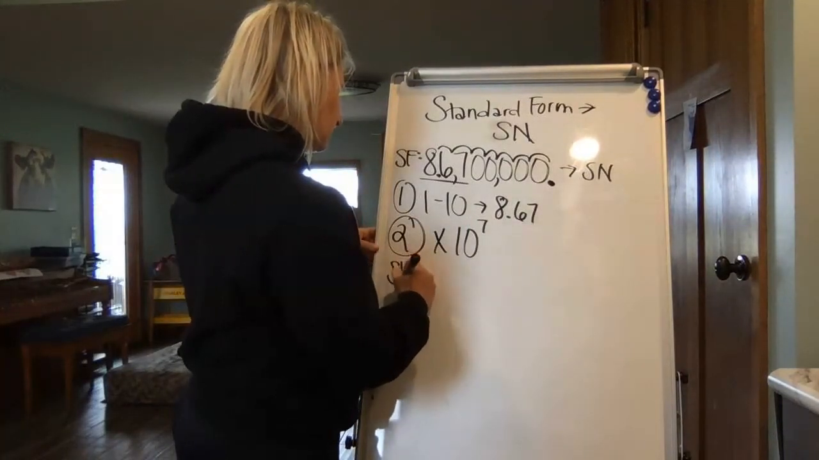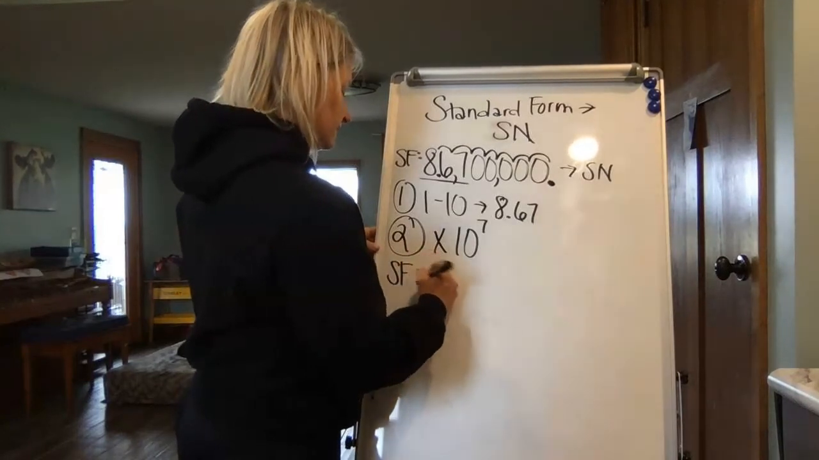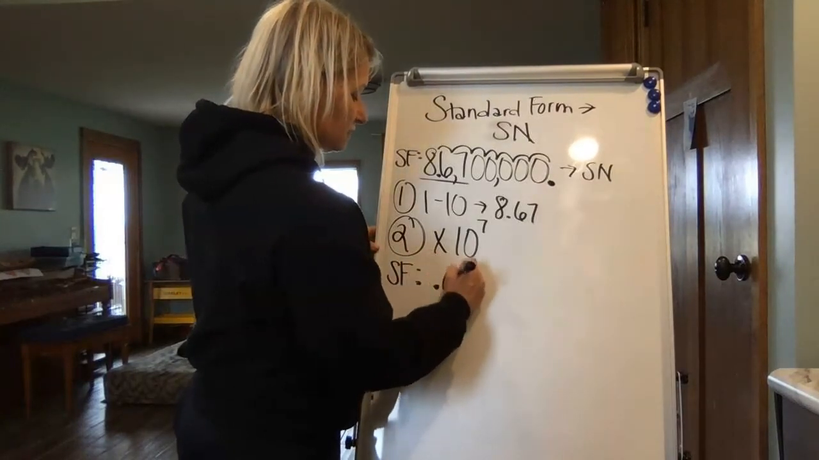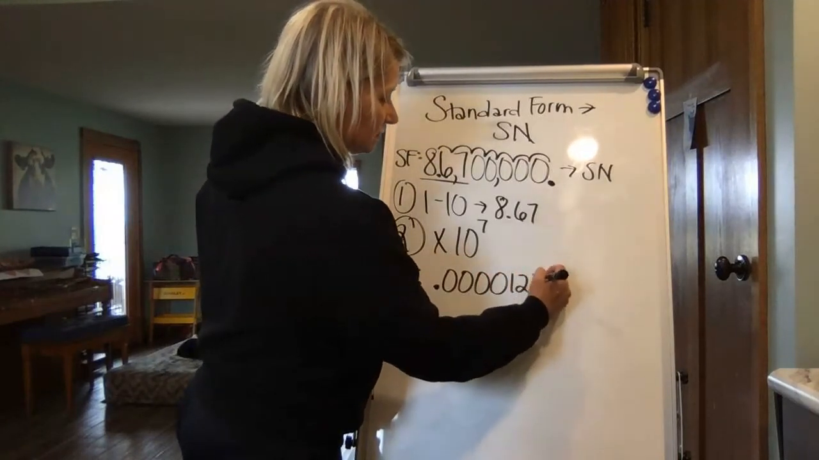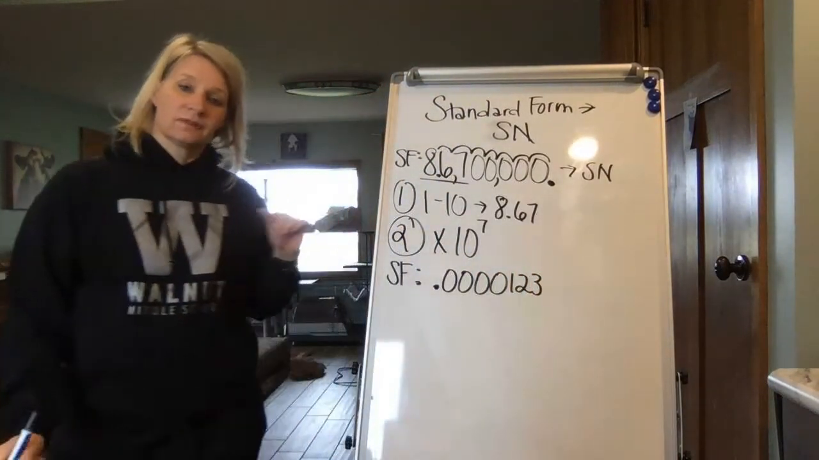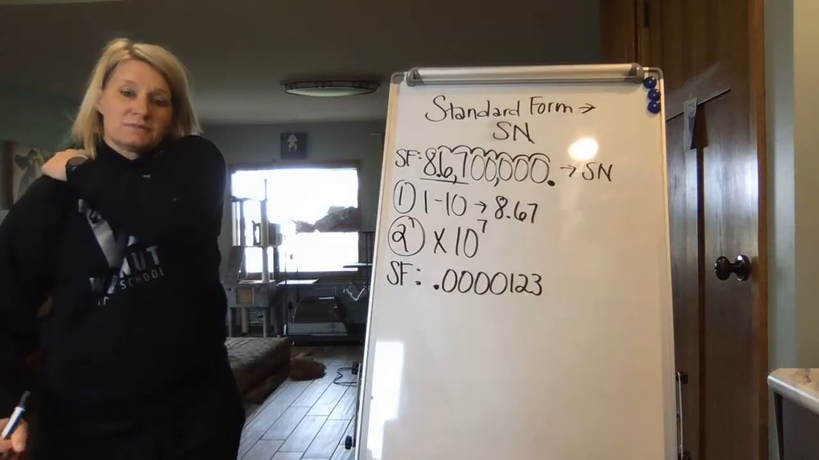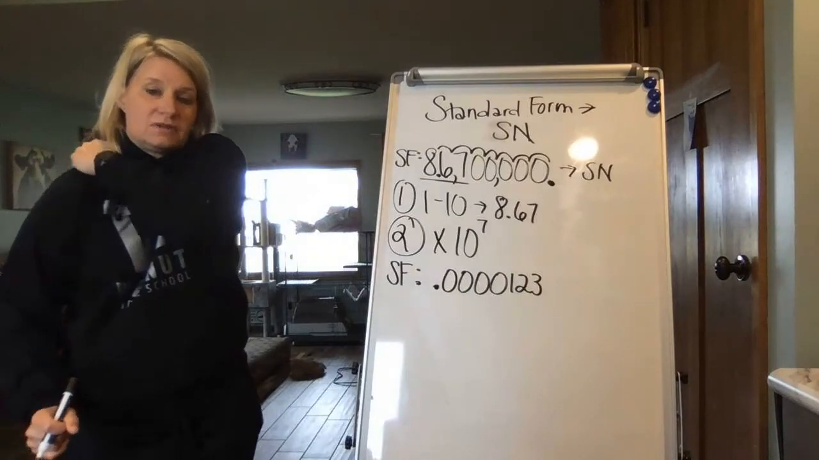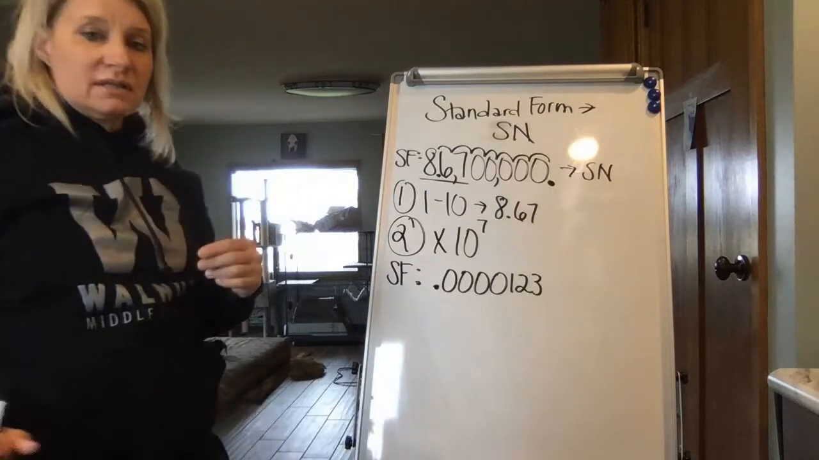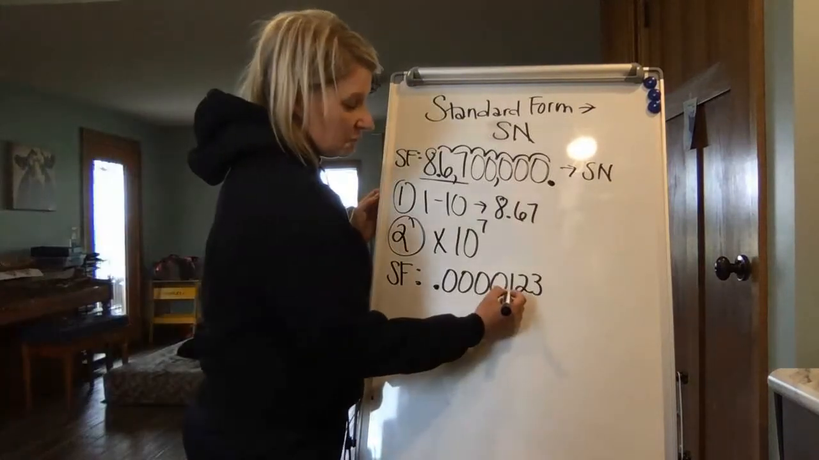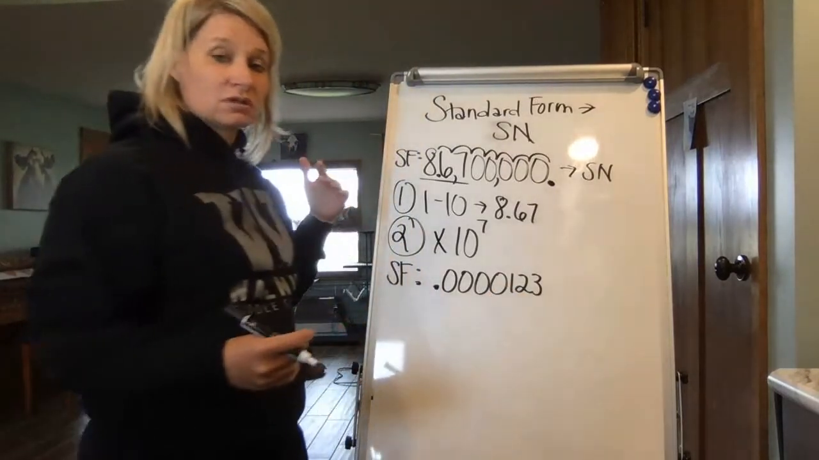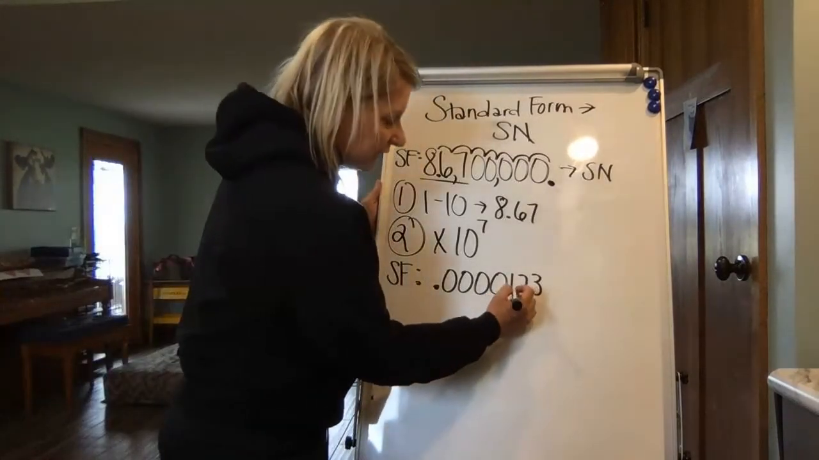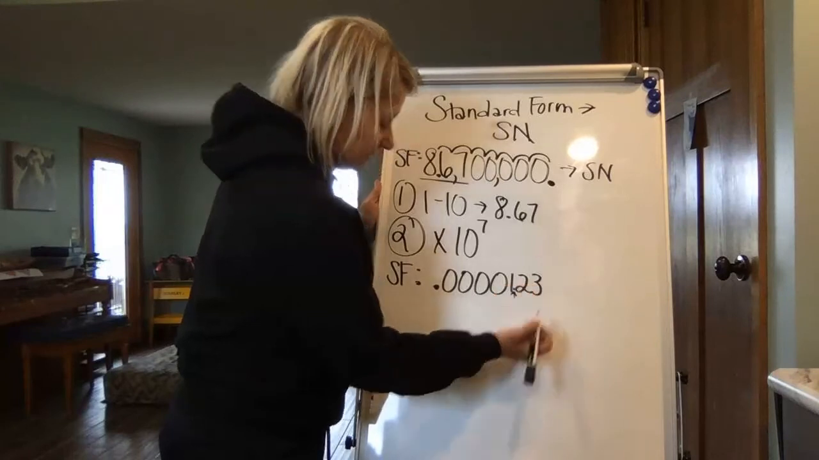All right, let's try using a small number. From standard form, I'm going to use the number 0.00000123. This is sometimes where kids get stuck, because you need a number between 1 and 10, so they want to put the decimal point here. Well, that's 0.123. That's too small. We would actually put our decimal here.